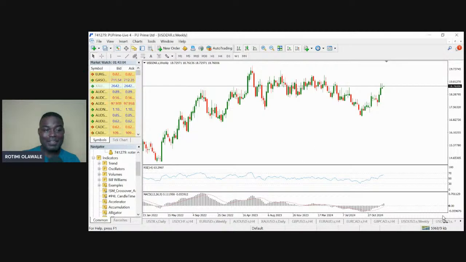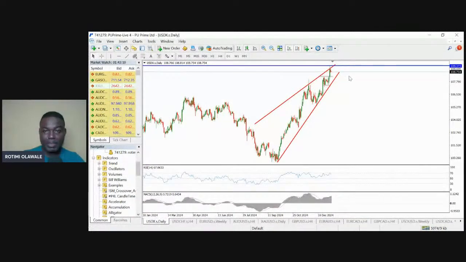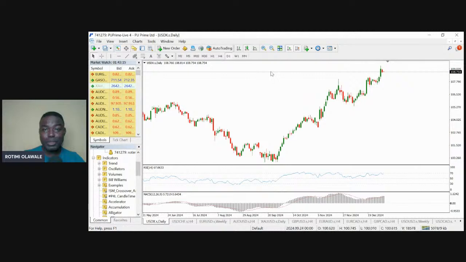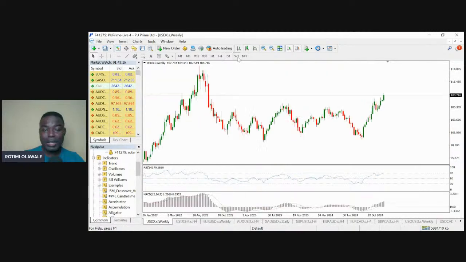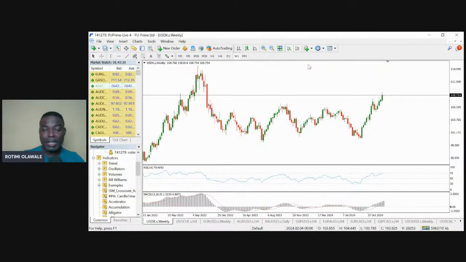I'll first look at the dollar index. The dollar index is the first instrument we check because it gives us an insight into what will likely happen to the dollar across board. So this is the dollar index. I'll start my analysis from the weekly time frame.